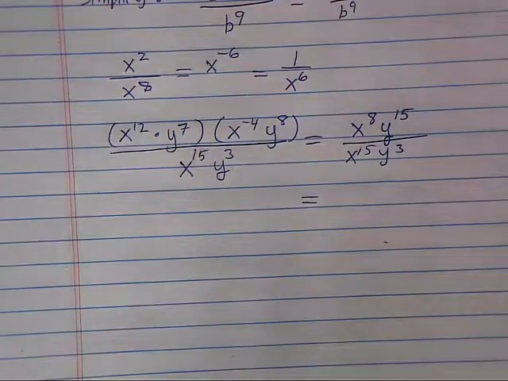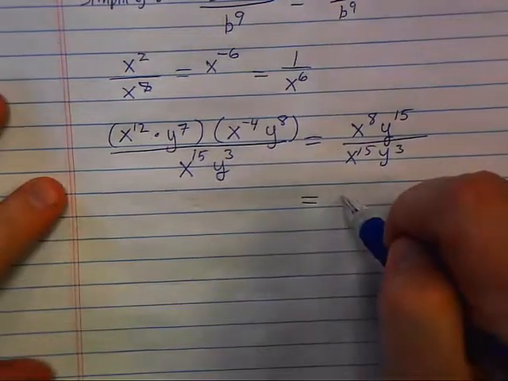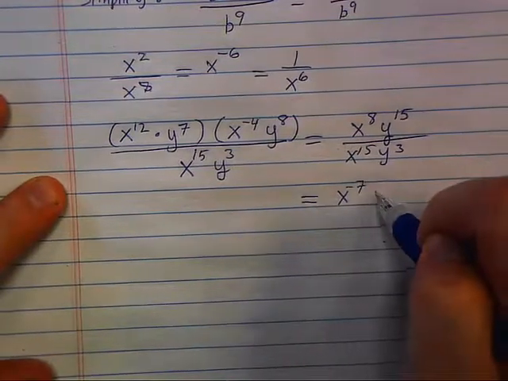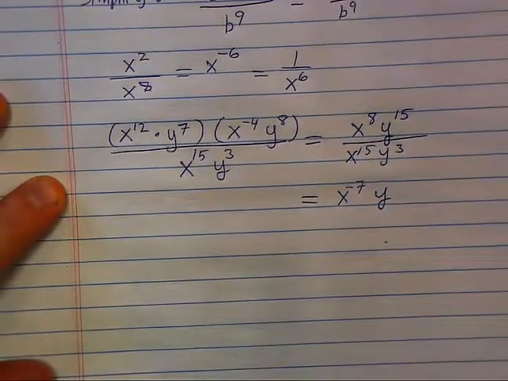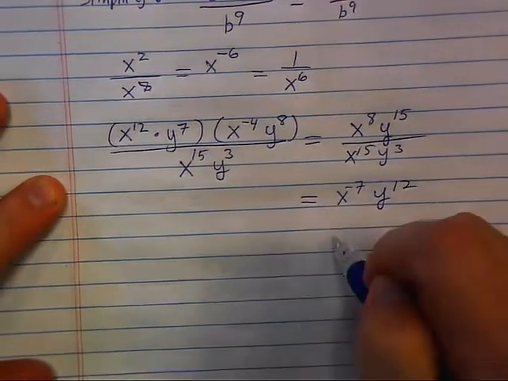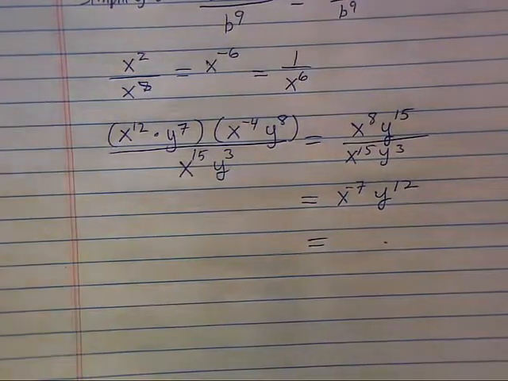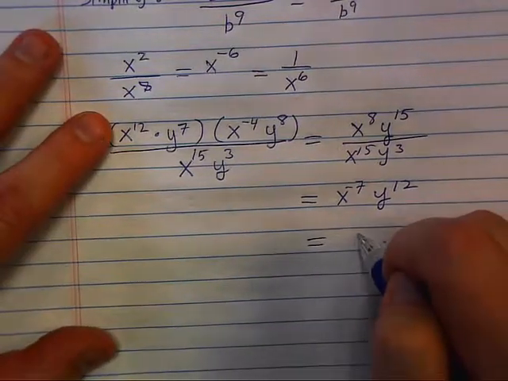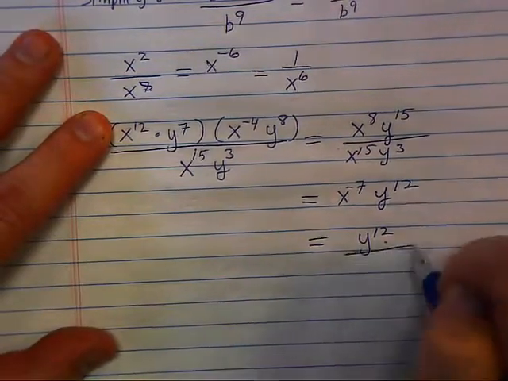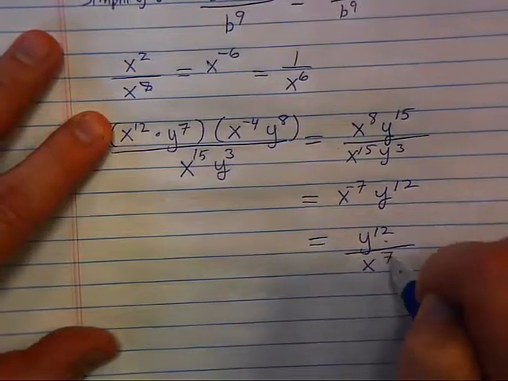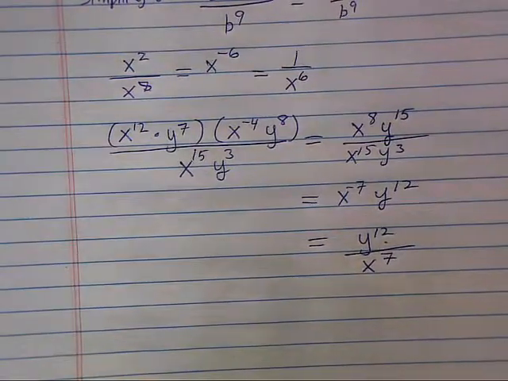What's x to the 8 divided by x to the 15? X to the negative 7, y to the 12, and then could you put x on the bottom? Yes. In fact, again, you must put x on the bottom according to the directions in the book. So you would write this as y to the 12 over x to the 7 as your final answer.